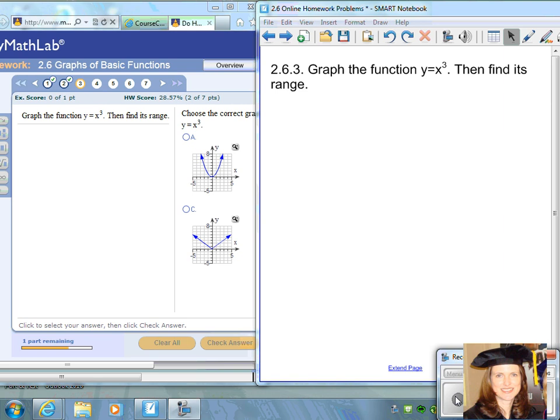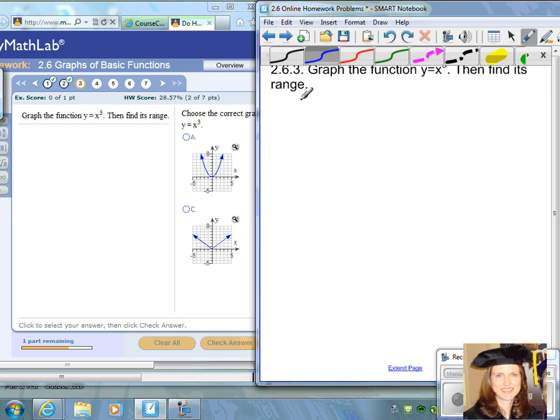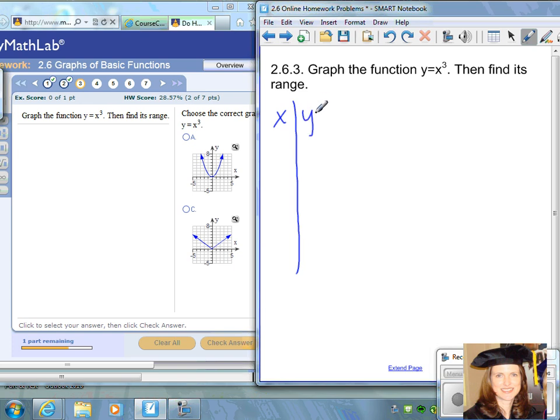For question number 3, we want to graph the function y is equal to x to the third power. We're going to do this a similar way, starting off by making a table of values of x and y. I'll just start with a few negative values for x, a few positive values for x, and 0.